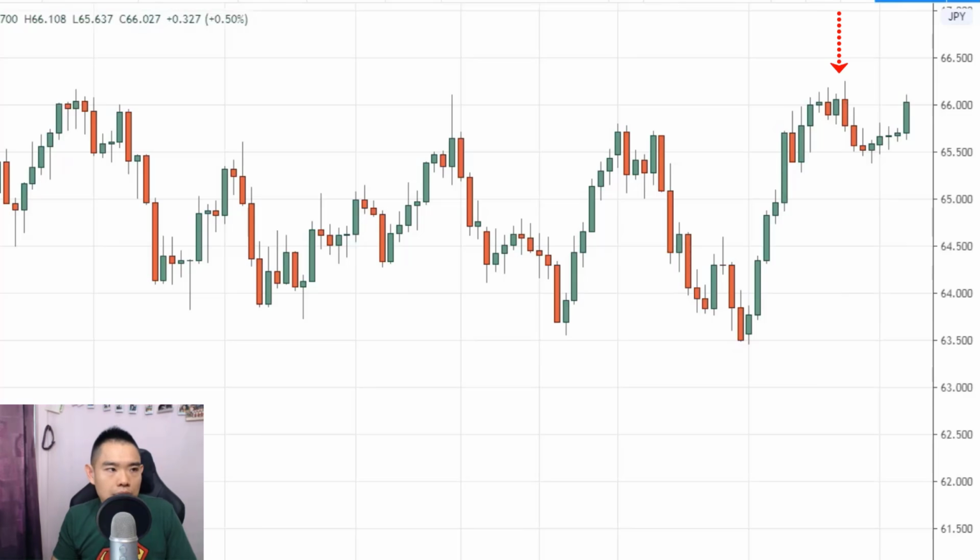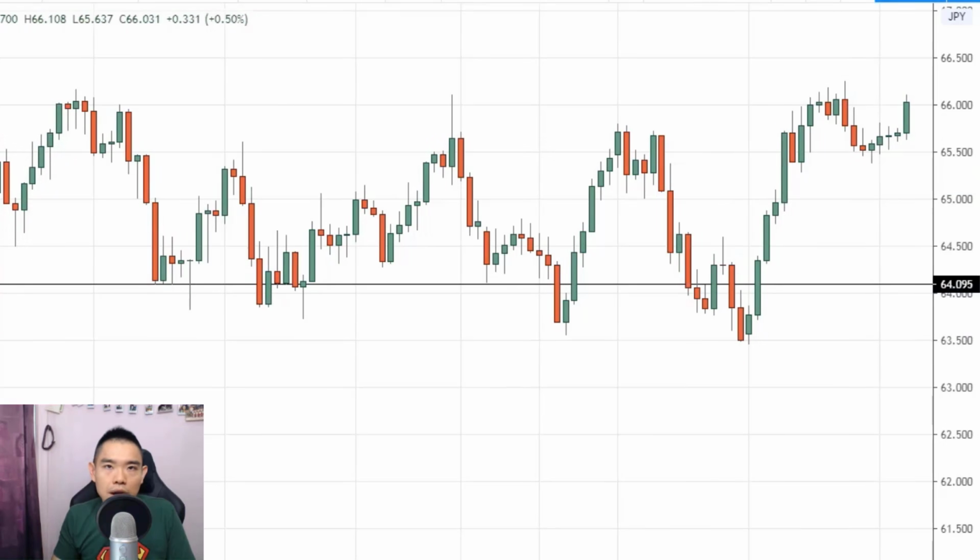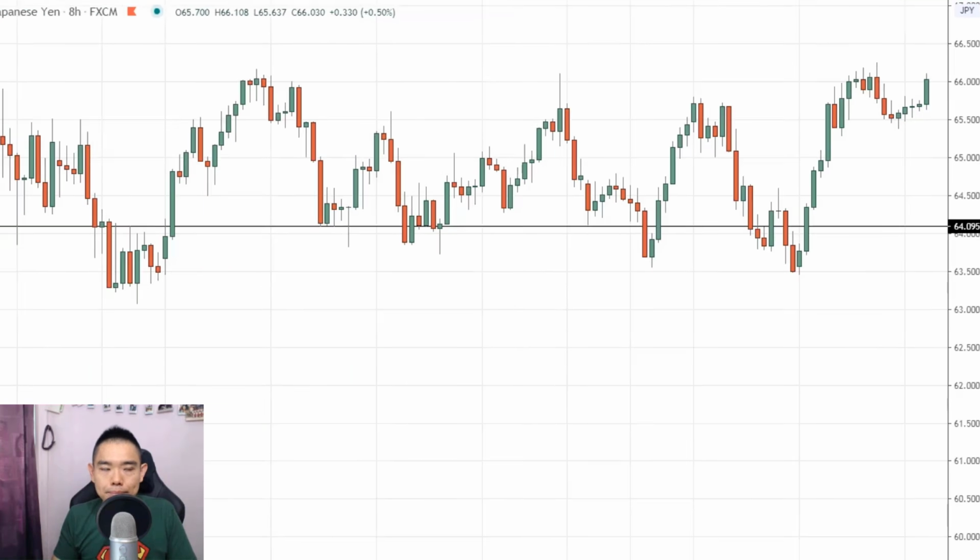From the looks of things, I would say they could possibly come in around this area of support, somewhere here. So if I want to take profit, if I want to capture a swing, I would say the $64 price point would be a level I'll be looking at to take profits. Make sense? Okay, great.